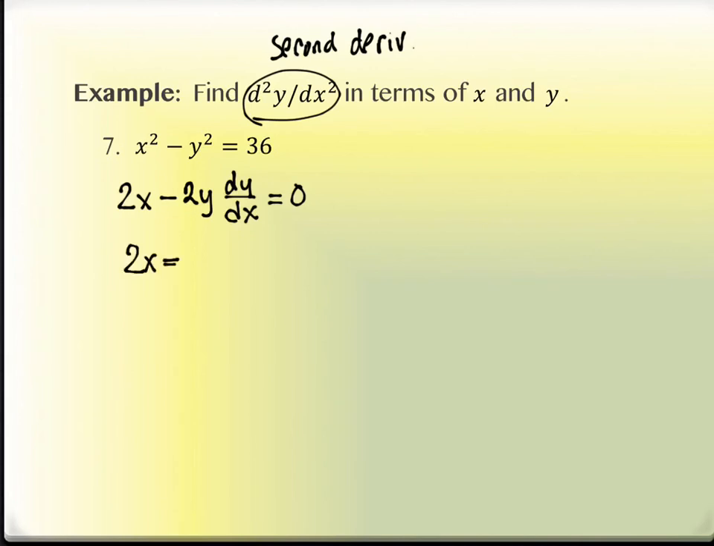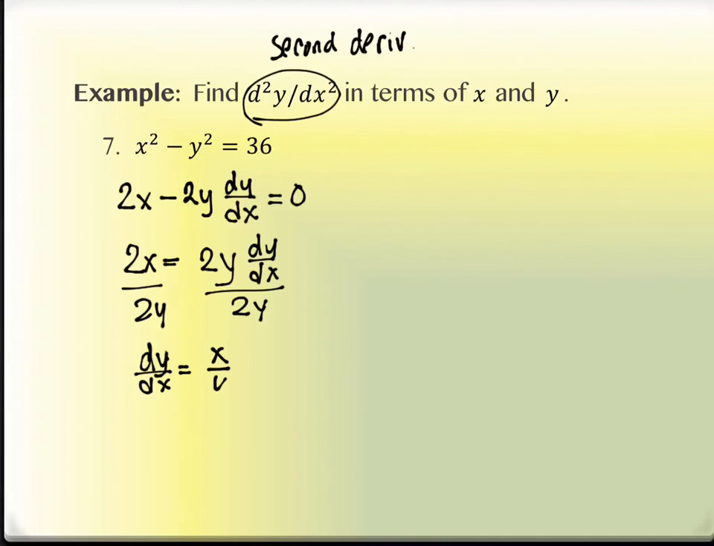So I will move my dy dx, and it's 2y to the other side. I'll divide by the 2y. And I will find that dy dx equals x over y. We saw that earlier, actually, it was our very first example. Okay, is that all right so far? It'd be great if that were all that we're asked to do, but we're asked to find the second derivative.